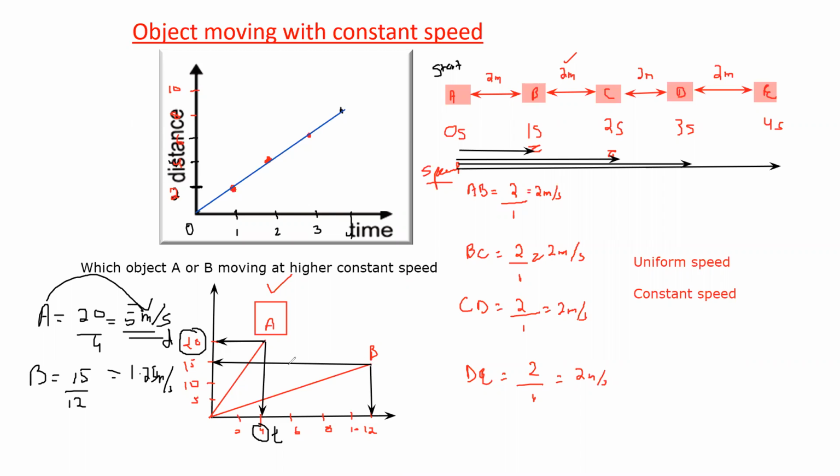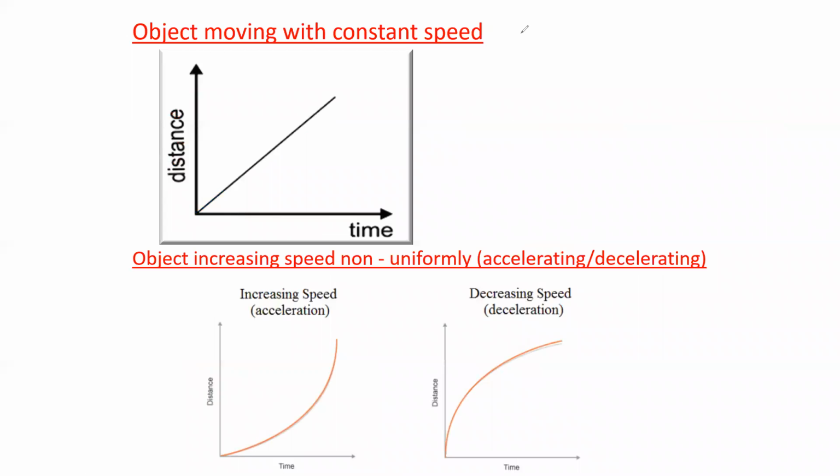But what about B? The distance traveled by B is 15, and it took 12 seconds to complete that distance. So when we find the speed, distance divided by time, 15 divided by 12 is equal to 1.25. So it shows that B is traveling slower and A is traveling faster. Or without calculation, you can also work out that graph lines which have a steeper slope or a greater angle show the objects are moving at a higher constant speed as compared to the lines which are less steep.